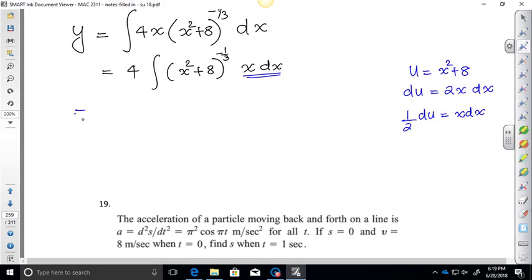Okay, so rewrite the problem in u. u to the negative 1/3 times 1/2 du.